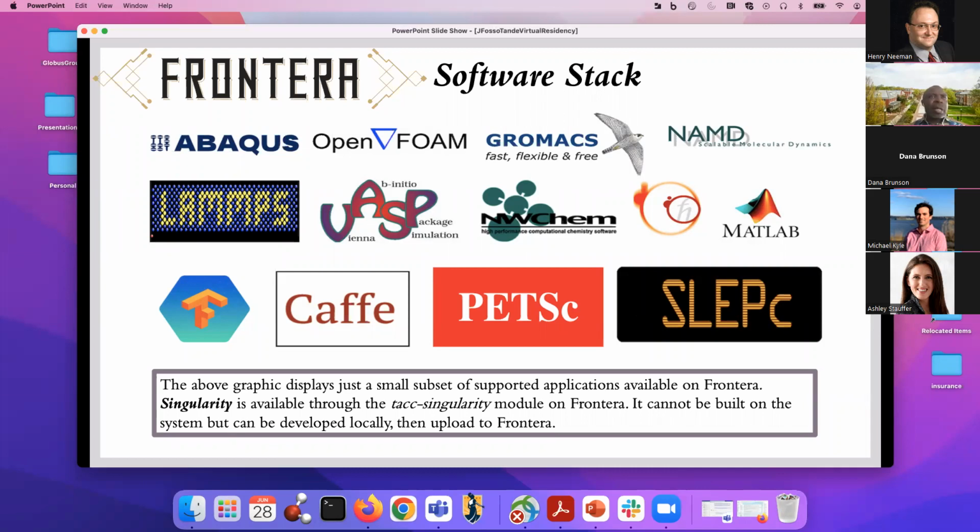Frontera equally allows you to run containers, and their container of choice is Singularity, but you can build a Singularity container on your local computer and upload it into Frontera. And if you don't know how to do it, I think they have staff in place who will help you with that.